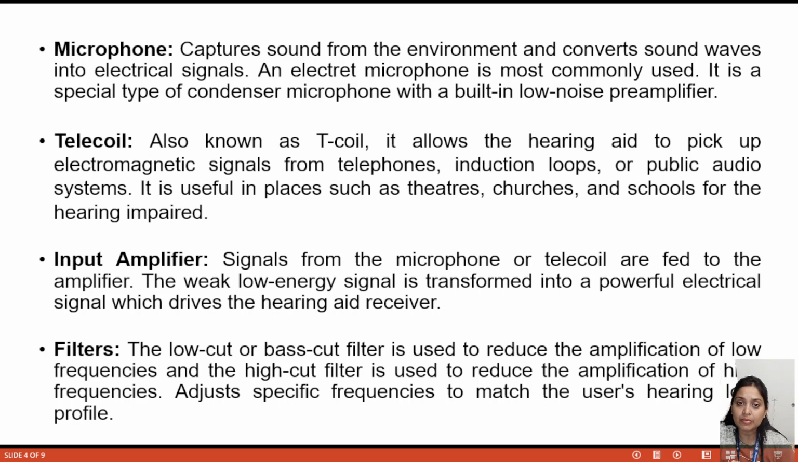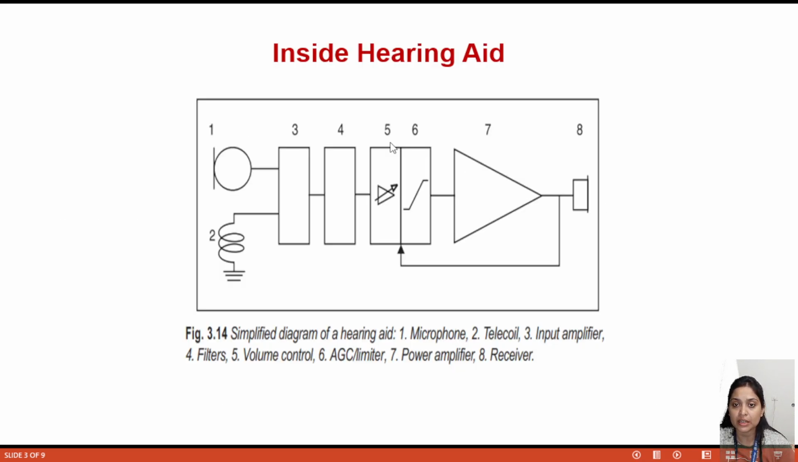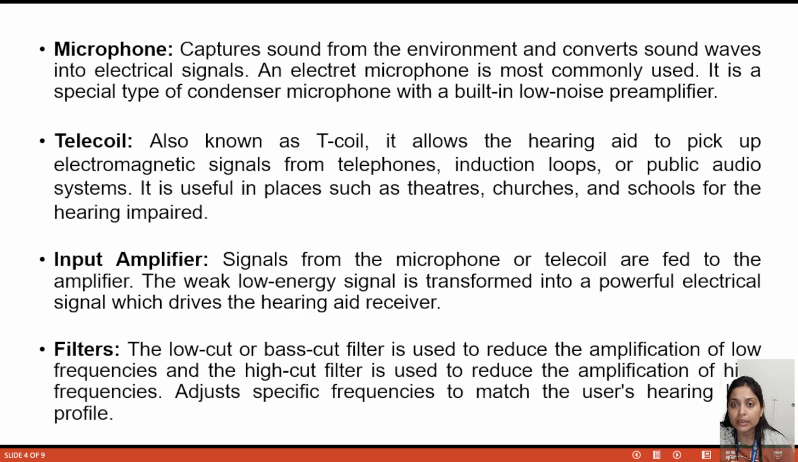So now the second part, that means whatever I described in this model, the second one is the telecoil. So what is telecoil? Telecoil is also known as T-coil. Okay. So it allows the hearing aid to pick up electromagnetic signals from telephones, induction loops or public audio systems. Okay. It is very useful in places like theaters, churches, schools for the hearing impaired people. Okay.